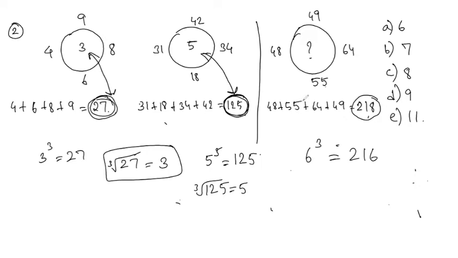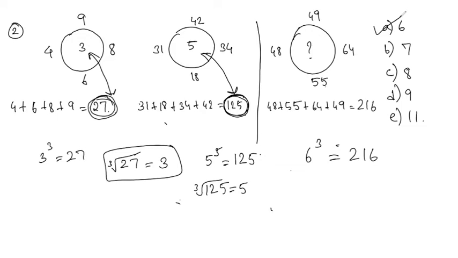So now what is this sum? Check the sum. 48 plus 55 plus 64 plus 49. What is the answer? Ma'am, 216. 216. So now tell me which is the correct answer. Ma'am, 6. 6, correct. 6 is the correct answer.